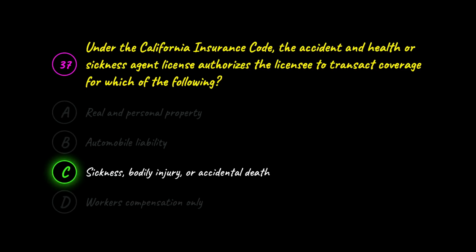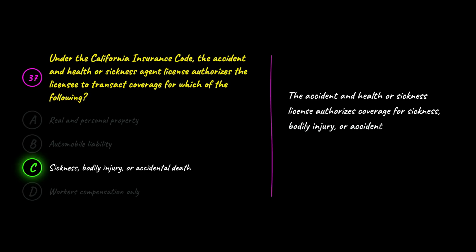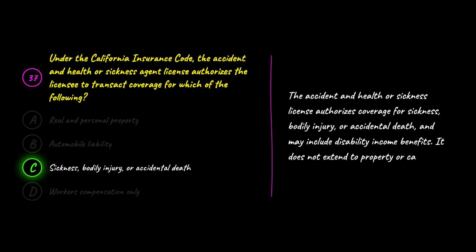The correct answer is C. Sickness, bodily injury, or accidental death. C is correct because the accident and health or sickness license authorizes coverage for sickness, bodily injury, or accidental death, and may include disability income benefits. It does not extend to property or casualty lines.